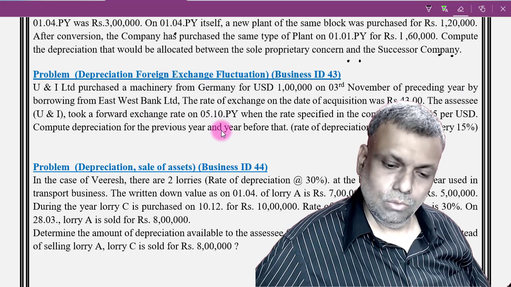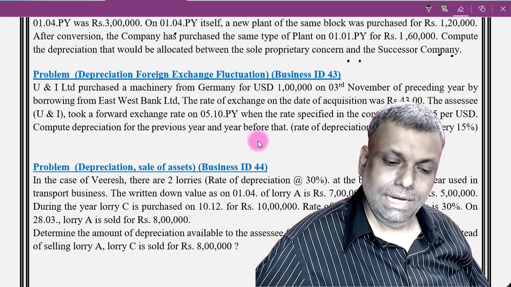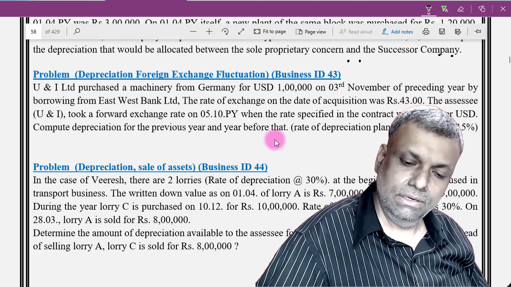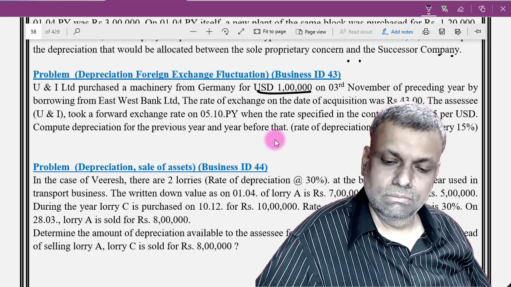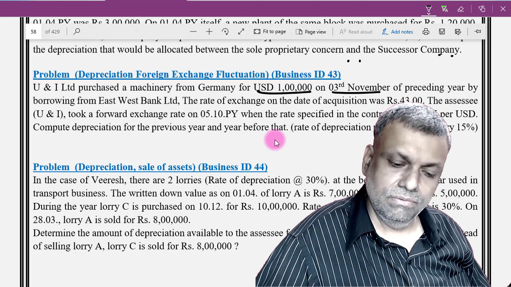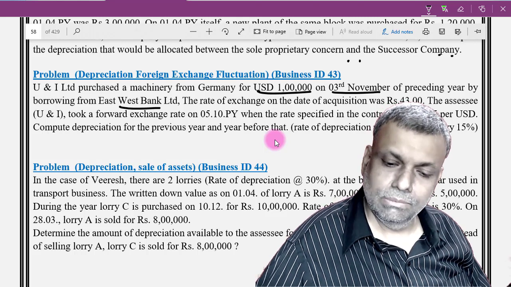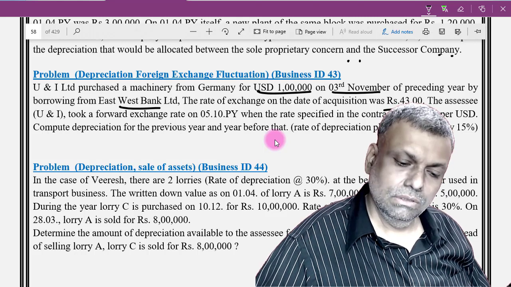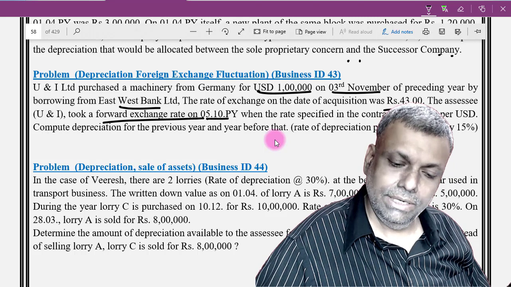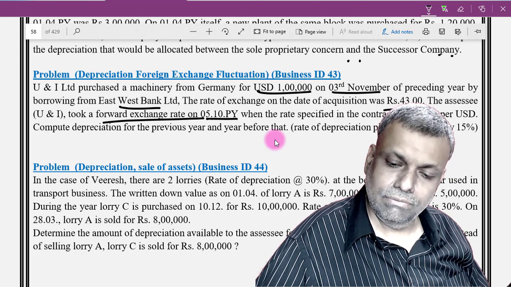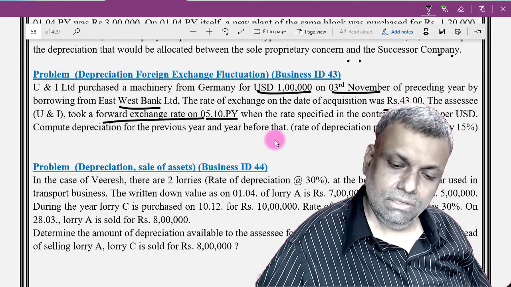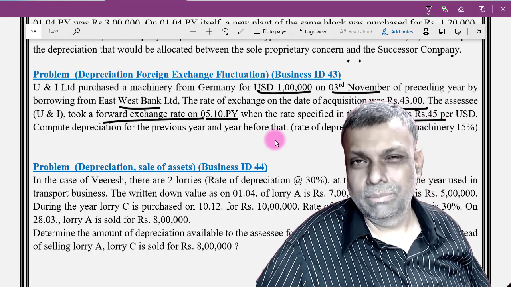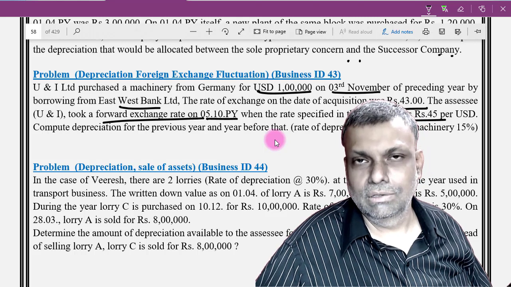Now come to this particular question number 43, ID number 43. You purchased machinery for some foreign currency on 3rd November of the preceding year, borrowing from a bank at this exchange rate. Then there was a forward exchange rate on 5/10. You have entered into a contract for 45 per USD, and there is some exchange rate difference, and you will have to adjust that particular cost.